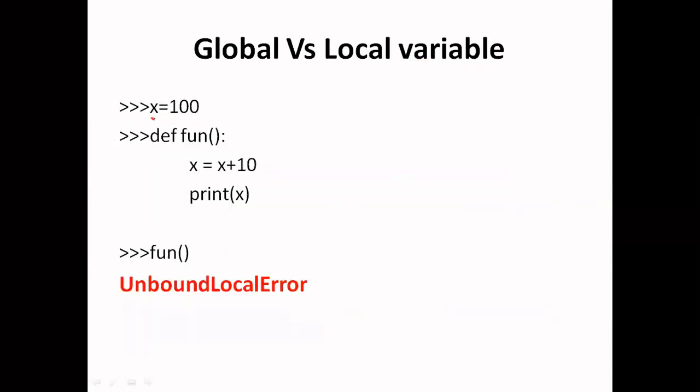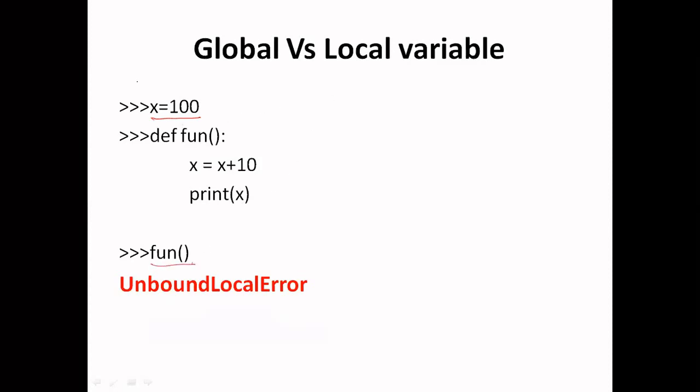So in this case I am taking again the same variable x with value 100. Then I am defining a function. Inside this function I am updating the value of x by adding the value 10, and then I am printing this variable x. And then finally I am calling this function fun. So let's see what happens.